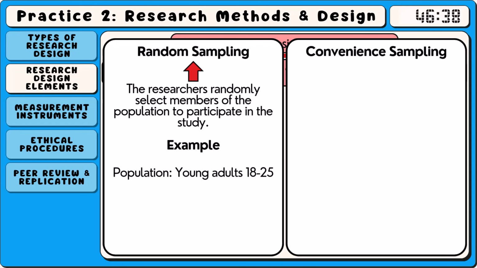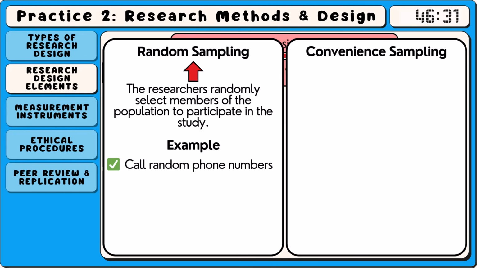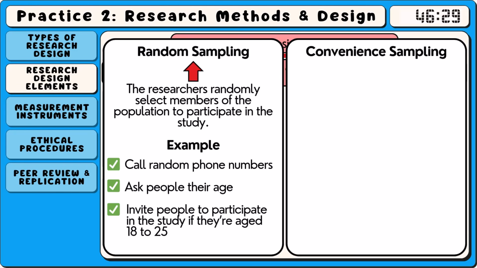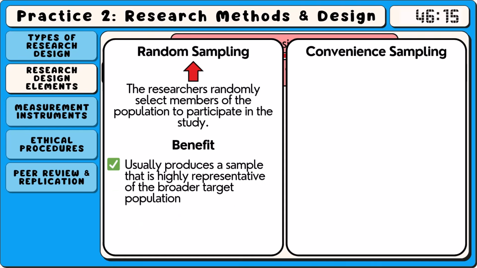For example, researchers might want to conduct a study about young adults. That's the target population. So they call random phone numbers, ask people their age, and then invite people to participate in the study if they're aged 18 to 25. Here, because the phone numbers are random, they've randomly selected research participants from the young adult population across America. The benefit of this method is that it usually produces a sample that is highly representative of the broader target population, which helps with generalizability. We'll get to generalizability in a moment.